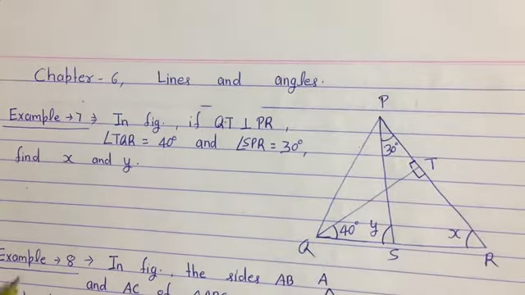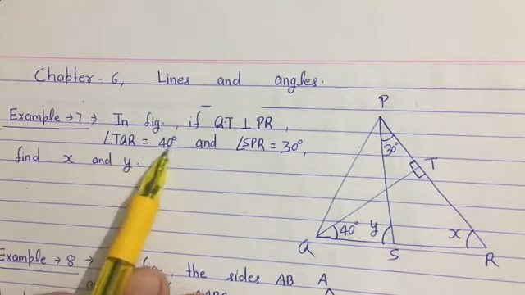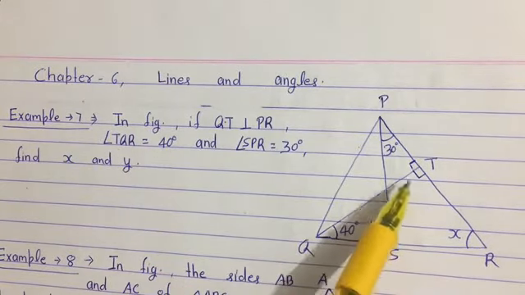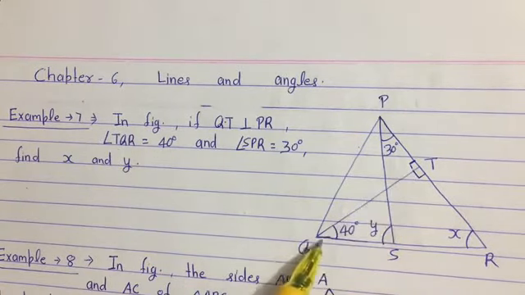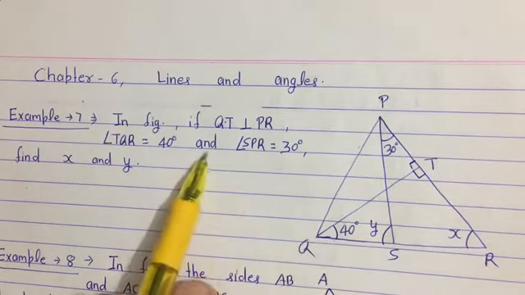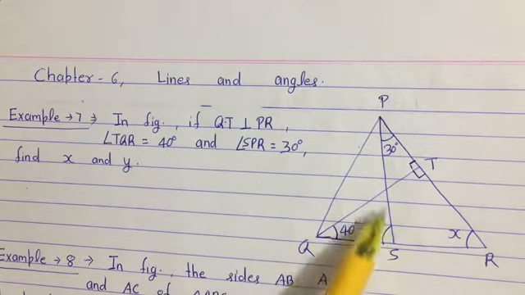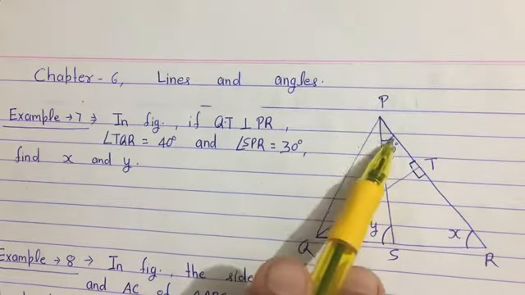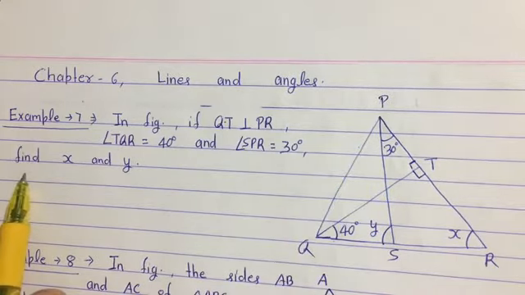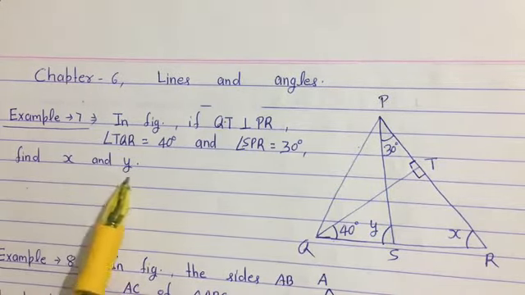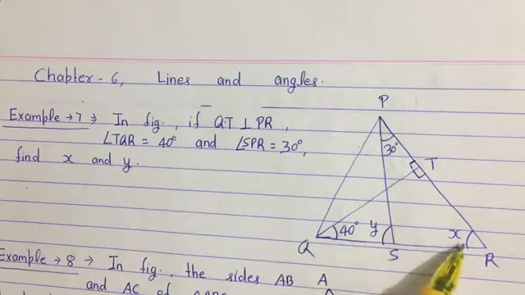Okay, angle TQR is equal to 40 degrees. Angle TQR, this angle is 40 degrees, and angle SPR is equal to 30 degrees. Angle SPR, this angle is 30 degrees. We have to find the value of x and y, the value of x and the value of y.